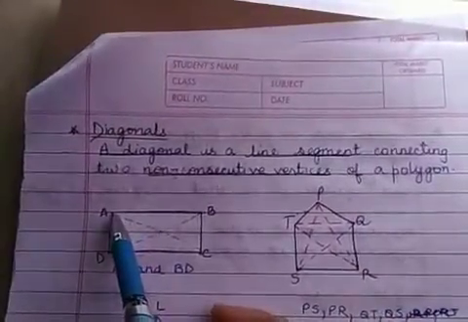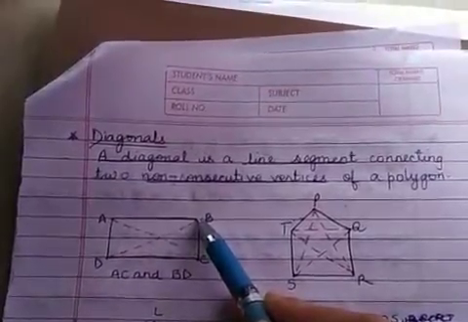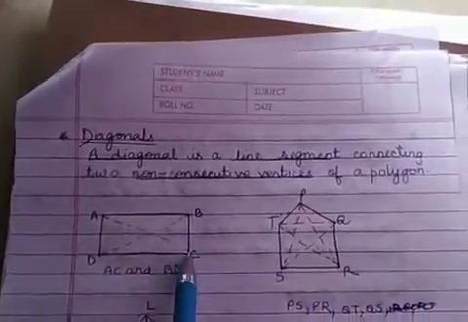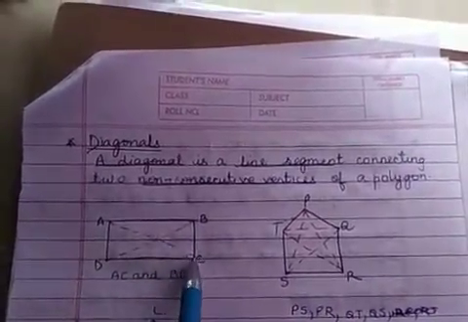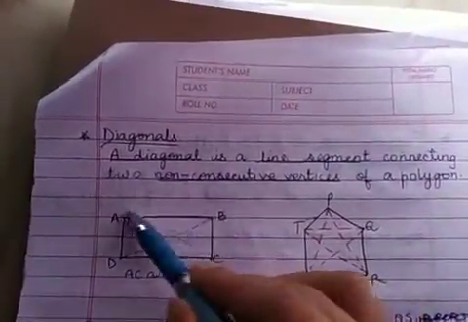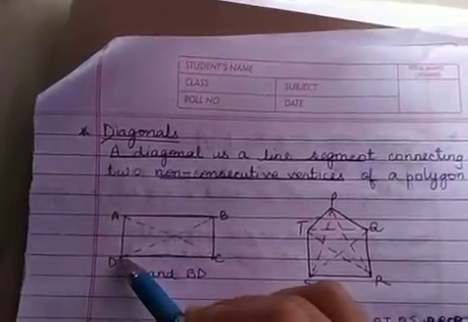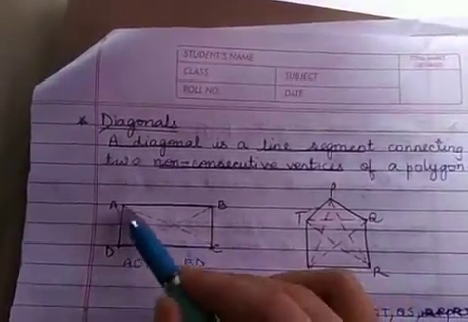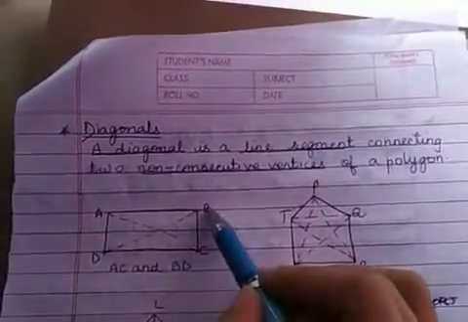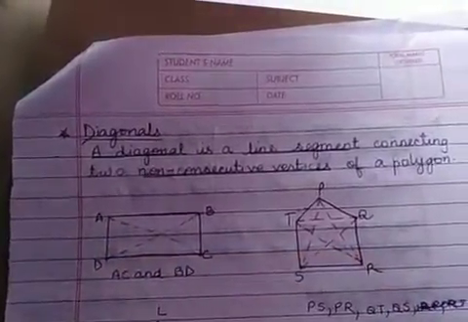So in the figure, if I take A, these two are consecutive vertices, so I cannot draw diagonals to them. This one is non-consecutive, so I draw a diagonal to this C. Similarly, if I take B, these two are consecutive and this is non-consecutive, so I draw a diagonal to this. Similarly for C and for D. So AC and BD are the diagonals of this polygon.